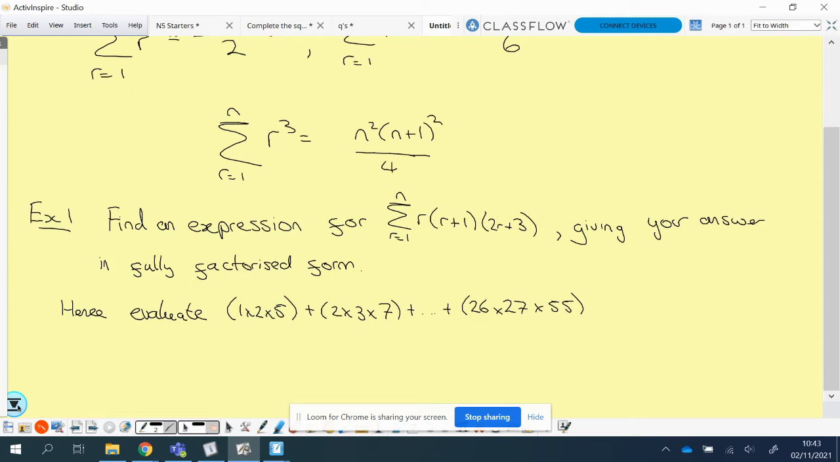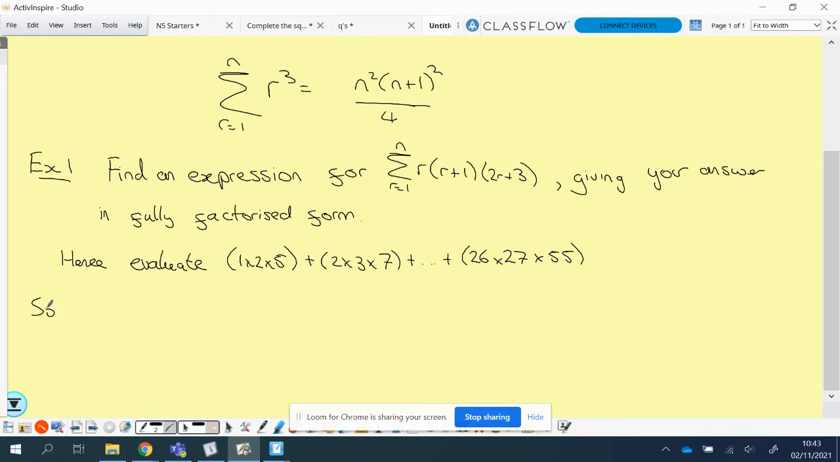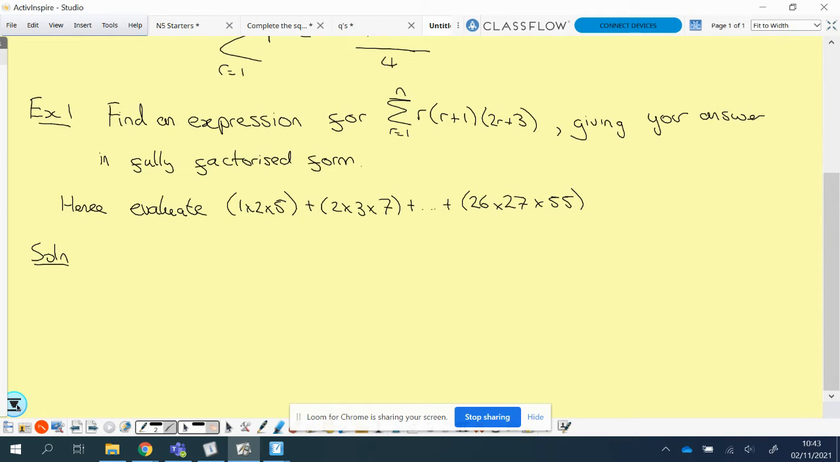So let's start off with trying to find the solution for the first part of the expression. The expression they gave me was the sum from r equals 1 up to n of r bracket r plus 1 bracket 2r plus 3. The only thing I'm going to do is multiply these brackets together so I can actually work out what I've got here.